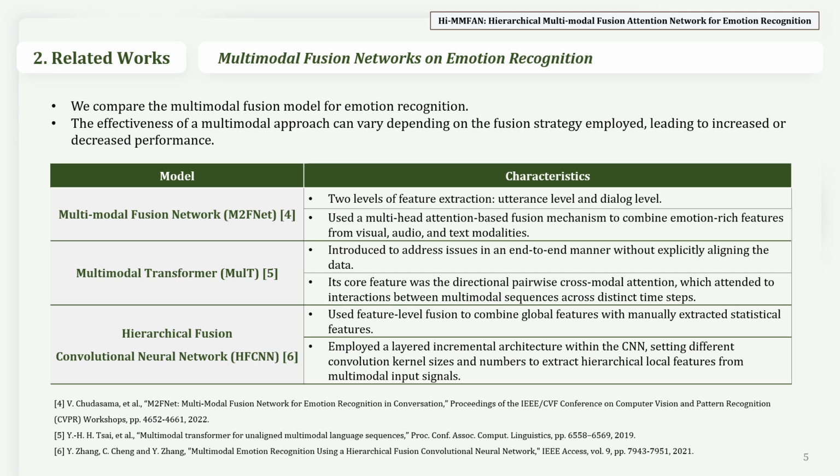HFCNN used feature-level fusion to combine global features with manually extracted statistical features. It employed a layered incremental architecture within the CNN, setting different convolution kernel sizes and numbers to extract hierarchical local features from multimodal input signals.